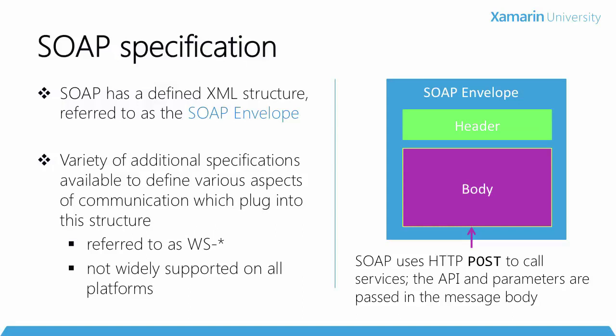Other things can then be added to the call to satisfy common enterprise requirements such as security, reliability, and transactions. These additional features are defined in additional specifications, and we refer to these as the WS-star or WS-splat specifications. Not every specification is available on every platform, but some of them, like WS-Security, are pretty broadly accepted.